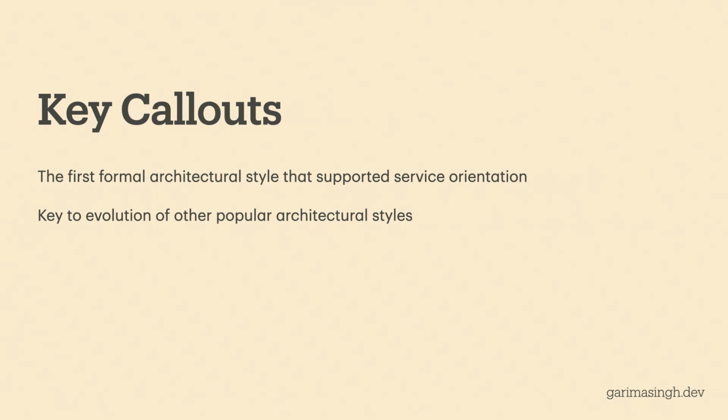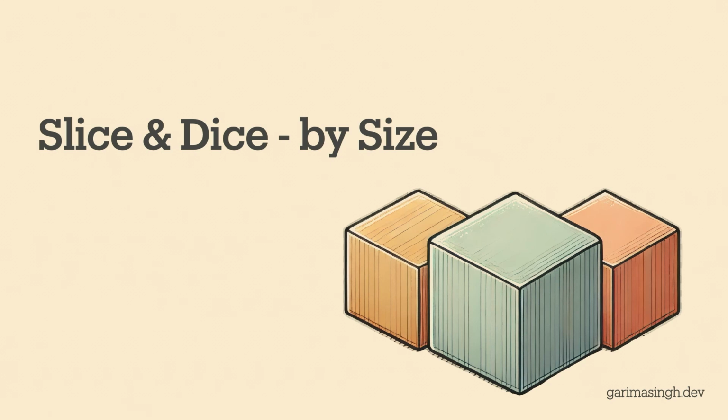But I think for me, the key thing here was this led to a lot of other popular architectural styles that exist today and actually got adopted in the industry because they were a bit more prescriptive around the decision, and they started to solve a problem. You just can't say a service will solve your problem. You need to add a bit more depth to it. So with that, let's look at these evolutionary architectural styles, first by size.